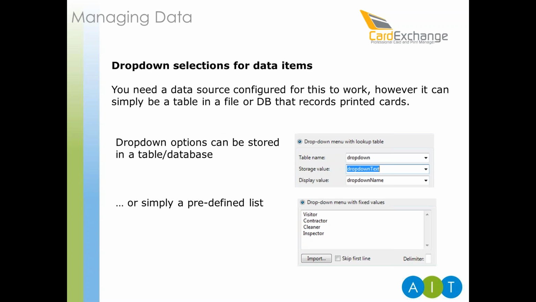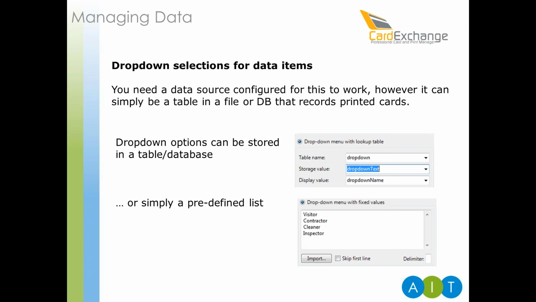So drop-down menus can be configured in a couple of different ways. They need to link to a specific column in a table of data. So unfortunately, they can't be used without a database of some kind. But even if you're creating manual cards like we did previously, it's useful to store the details at the time of print for future use. So what we could do is do it slightly differently. We could have a database that we just keep adding to every time that we print a card, and it just helps keep track of how many cards we've issued and to who.